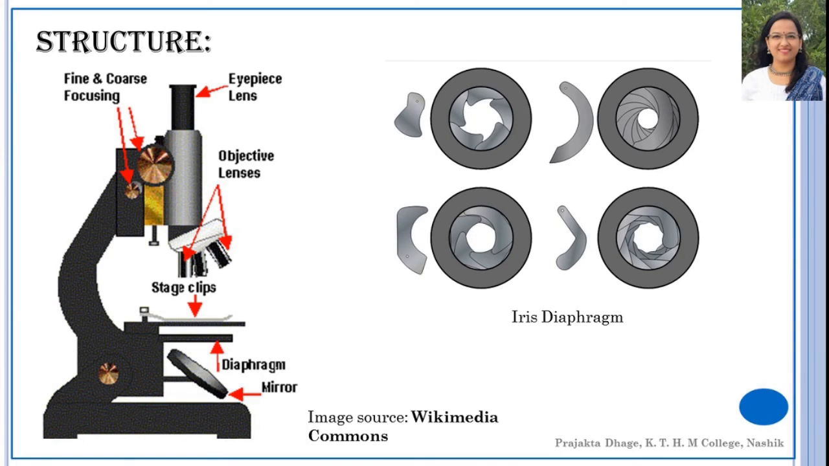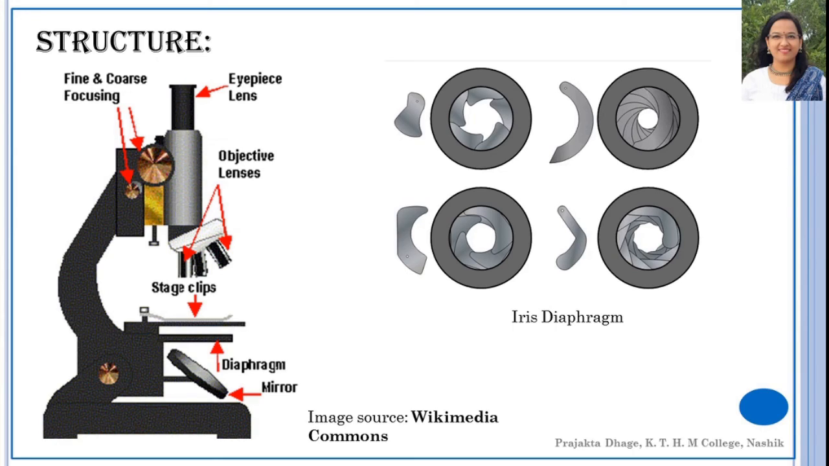Okay. Now the next thing that we are going to see is the eyepiece. With the upper end of the body tube is attached a narrow, smaller tube which houses the eyepiece. It is a compound lens made up of a lower convex and an upper plane lens. The most commonly used eyepieces, as I have already mentioned, are 5x, 10x or 15x.